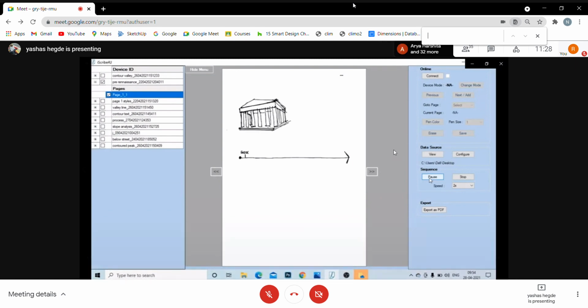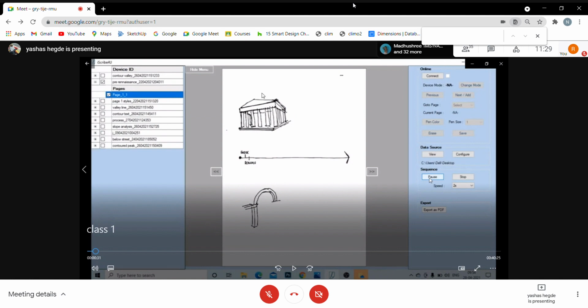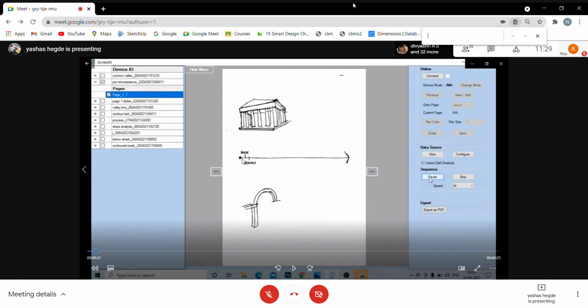So by trabeated, it means that there is a post and there is a lintel. I'm sure you know what a post and lintel is, and what a trabeated system looks like. So this sketch is very representative of this period of Greek architecture, right?